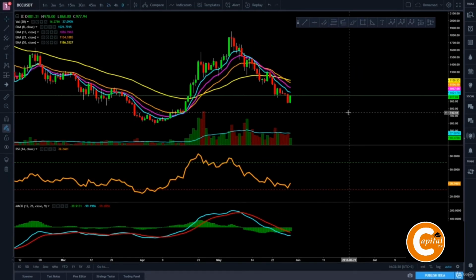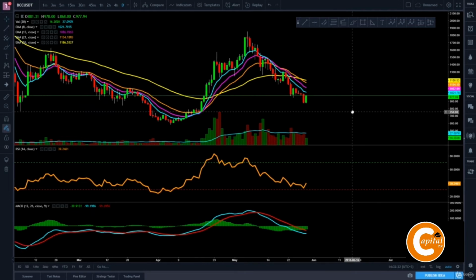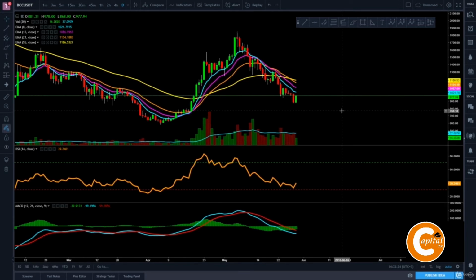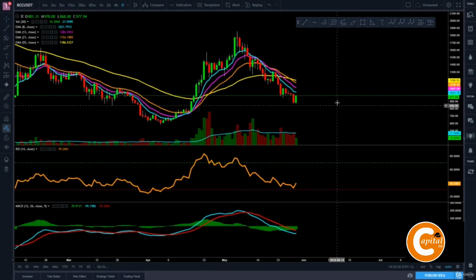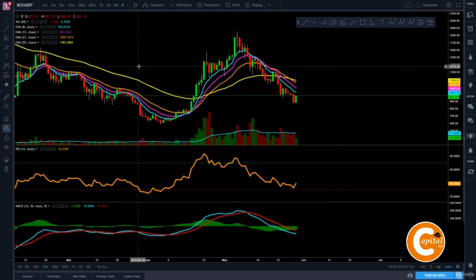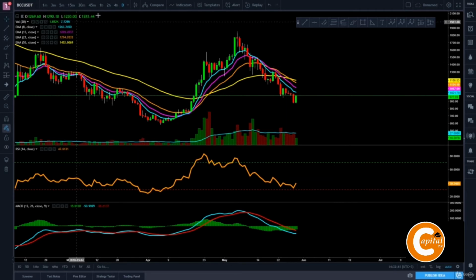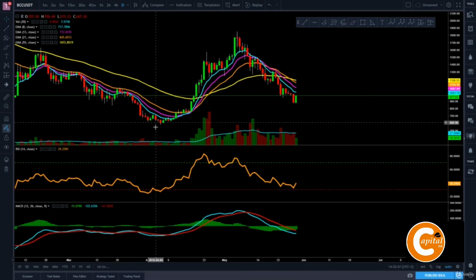Now I prepared for you guys another example of how to use the MACD indicator in combination with RSI and exponential moving averages. For this setup I am using the Bitcoin Cash chart, and now I am using a higher time frame, and that is the daily time frame, where each candle represents one day.